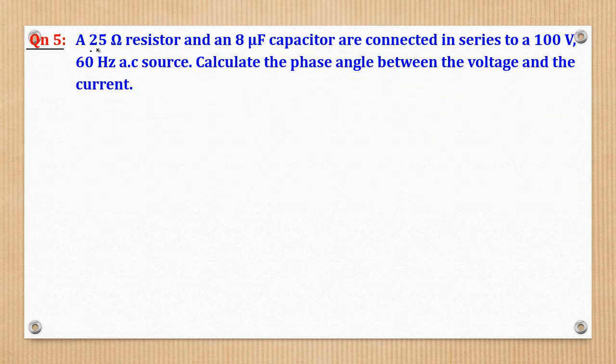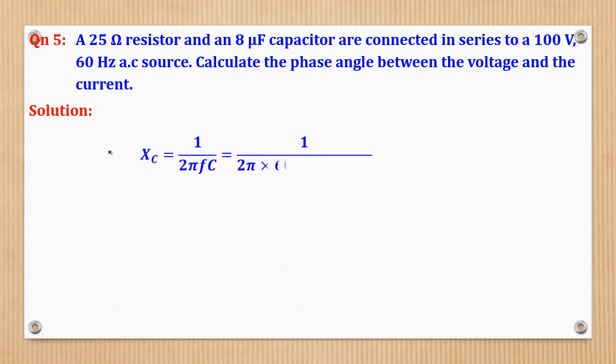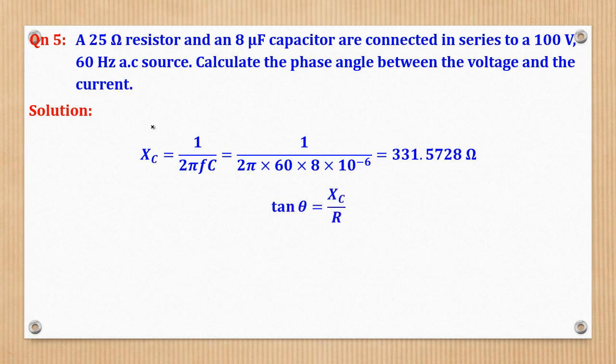Question 5. A 25 ohm resistor and an 8 microfarad capacitor are connected in series to a 100 volt 60 Hz AC source. Calculate the phase angle between the voltage and the current. If you do the same, first get the capacitive reactance, then you remember that because you now have capacitive reactance and the resistance, you can get the phase angle from tan theta equal to XC over R. Substitute for XC and for R, then make theta the subject. And that's what they wanted.